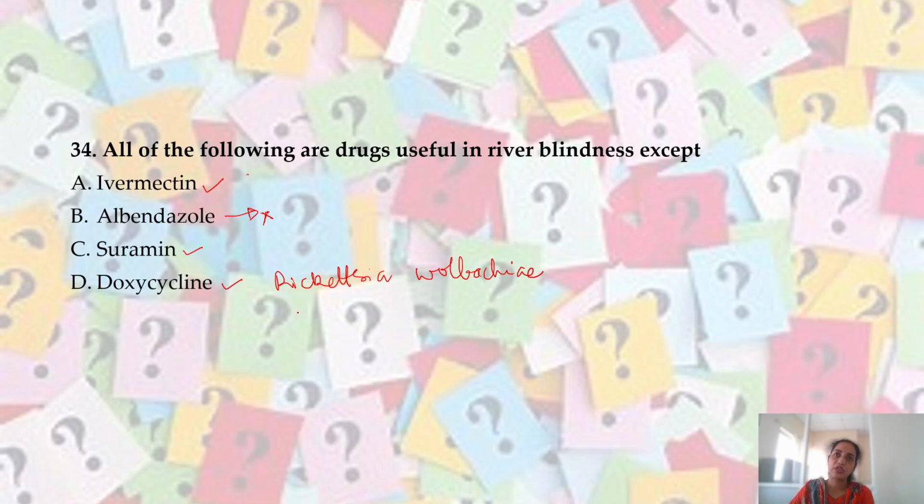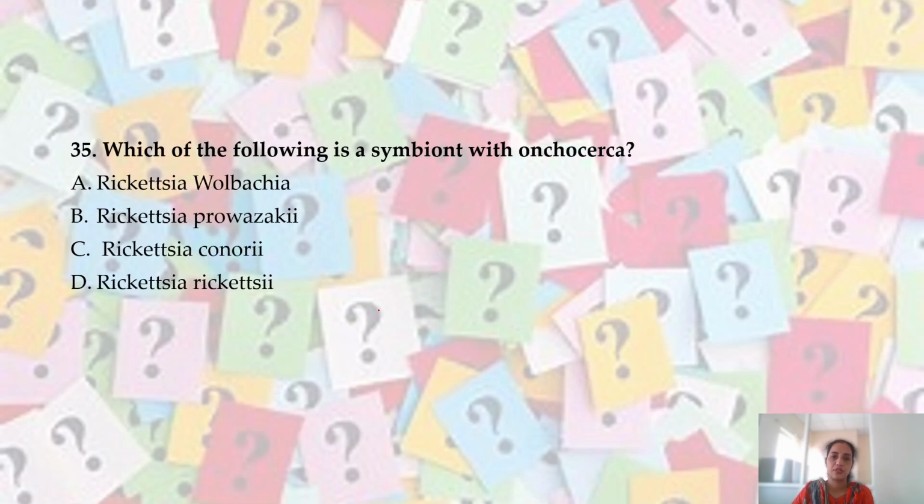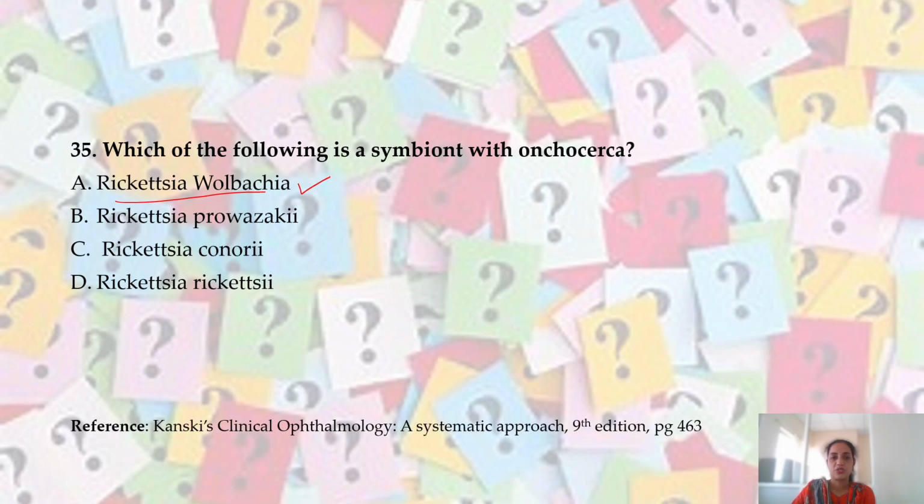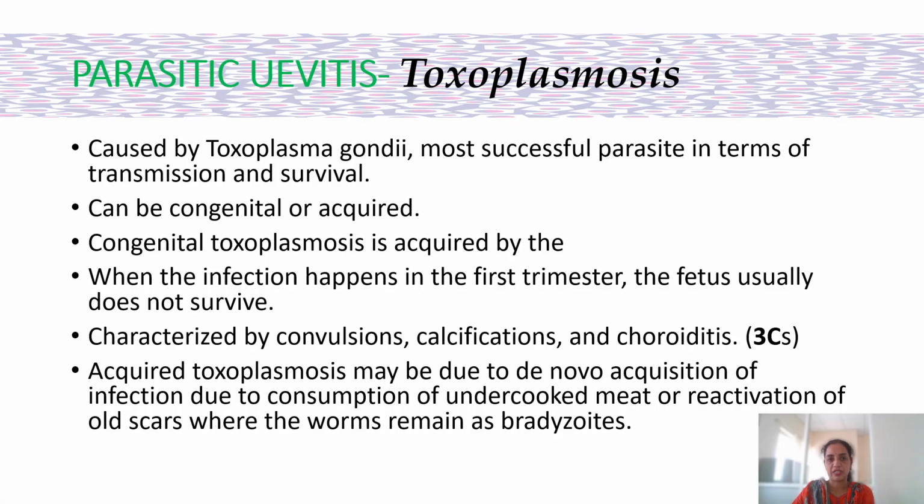So this is a gram-negative organism that is responsible for procreation of the parasite. Okay, so these are the drugs that are useful, and to combat the severe allergy we use systemic steroids. So the only drug that is not helpful here is albendazole. So which of the following is a symbiont for Onchocerca? It is the Rickettsia wolbachii. Okay, I want you to remember this name, especially as it is important in community medicine also. Though we don't see many cases of river blindness, we need to see it from a world health perspective.